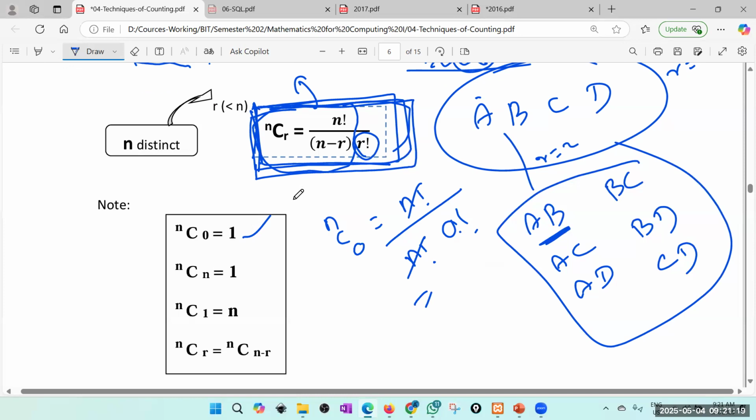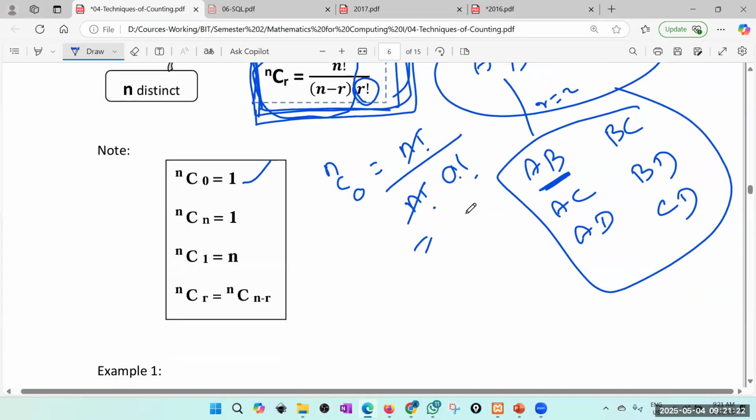Okay. So then what about NCN? NCN. Then factorial n divided by factorial n minus n, that is factorial 0, and factorial R is again factorial n. So again factorial 0 is 1. Then this gets cancelled. Again 1. NC0 is 1. NCN is also 1. What about NC1? Of course, you can calculate this at any time. But if you can remember, that is also good.